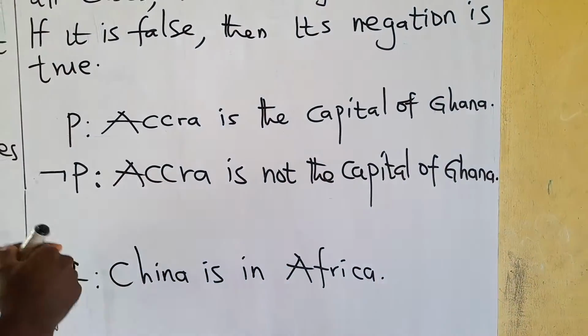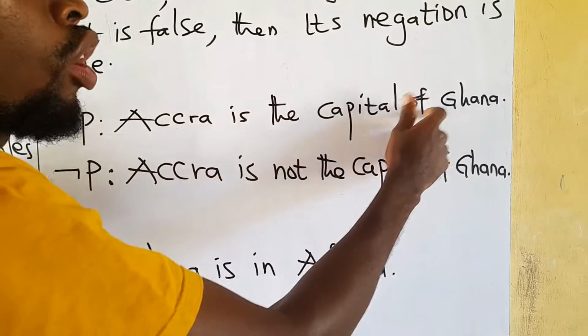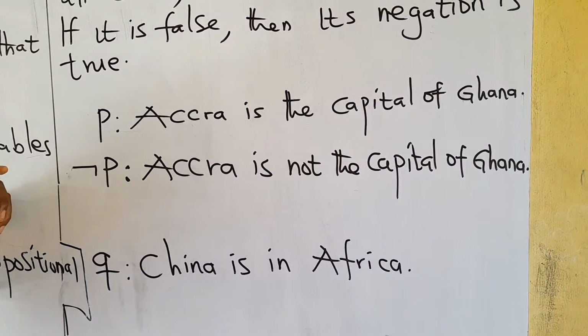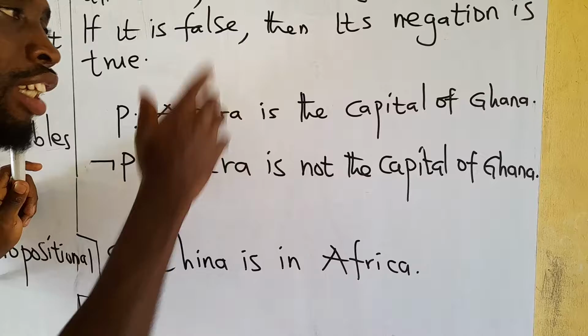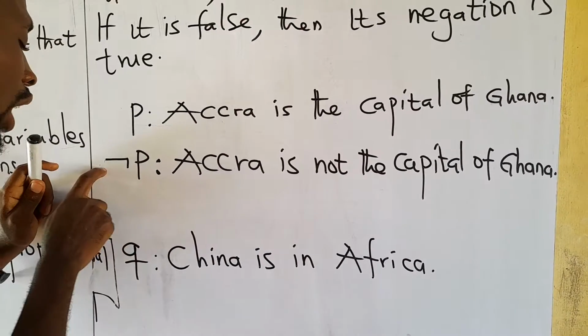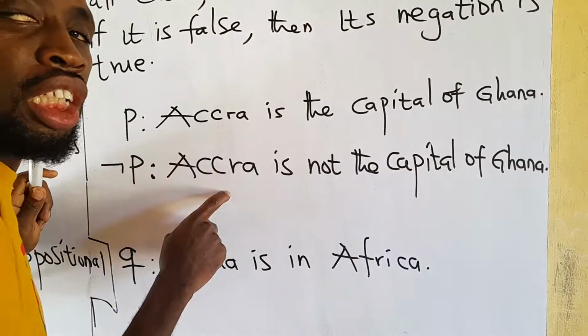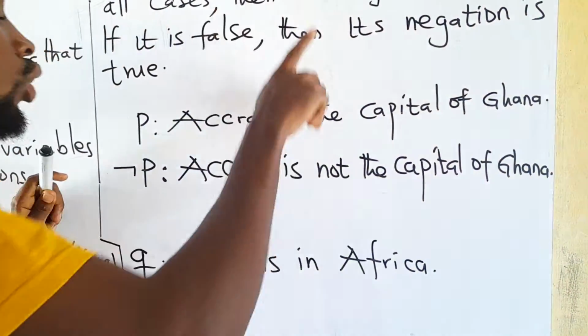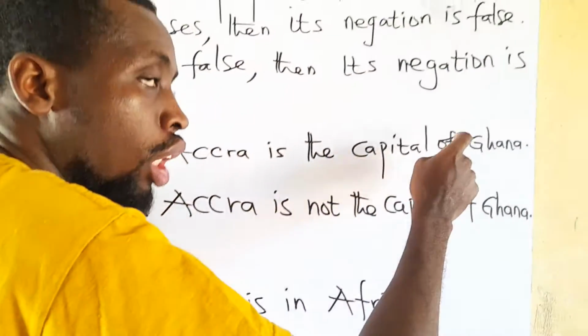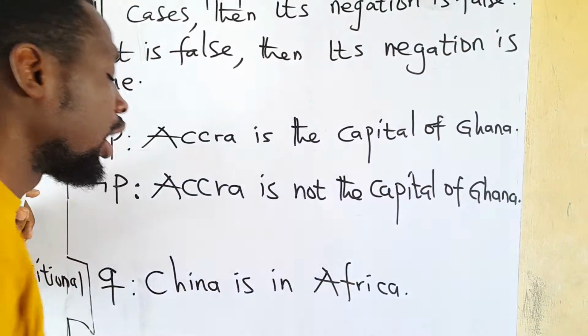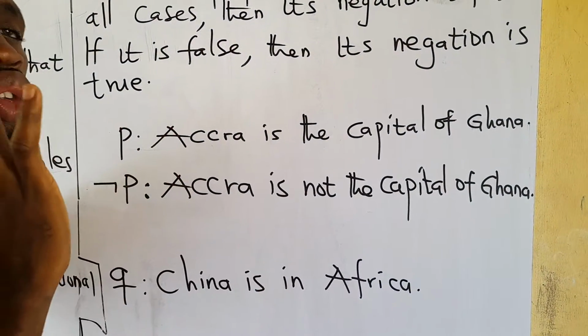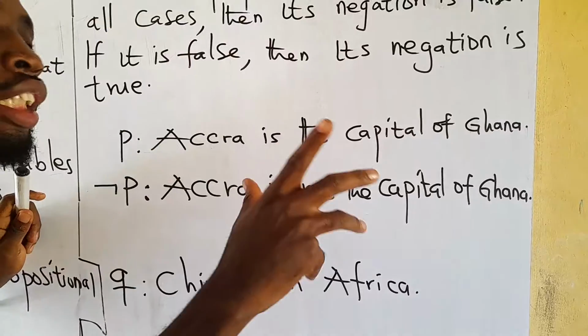So let's look at it. Accra is the capital of Ghana. It's true. It is very true that Accra is the capital of Ghana. Let's look at its negation. Accra is not the capital of Ghana, so its negation is false. That's why we say if a proposition is true in all cases, then its negation is false. And if it is false, its negation is true.